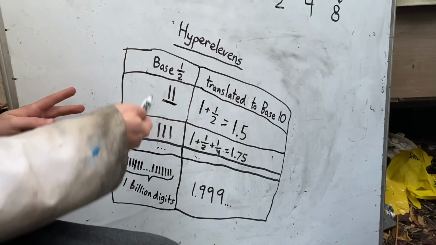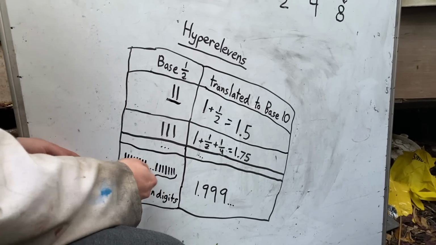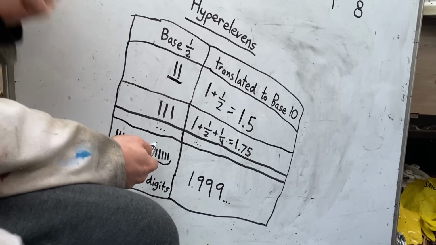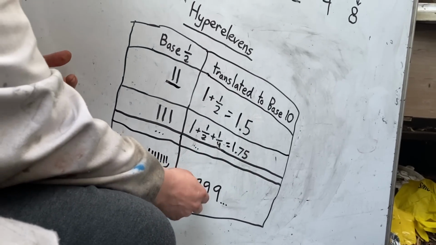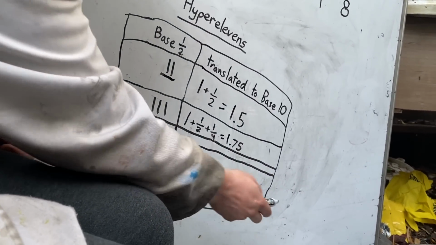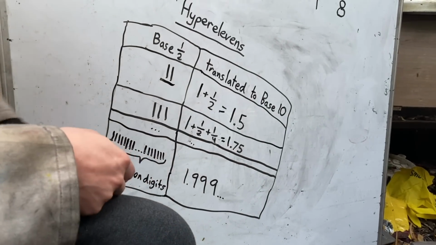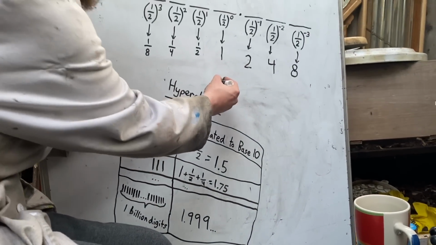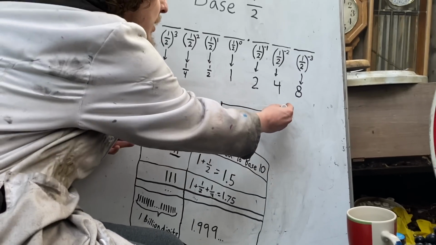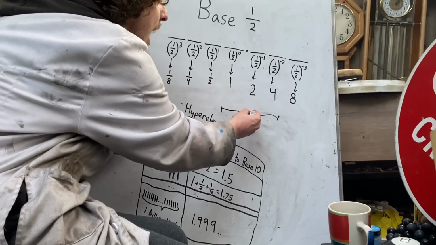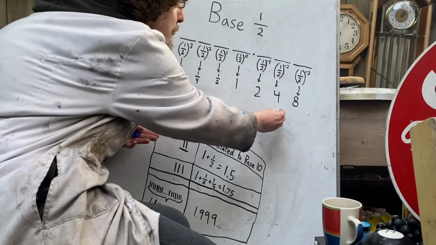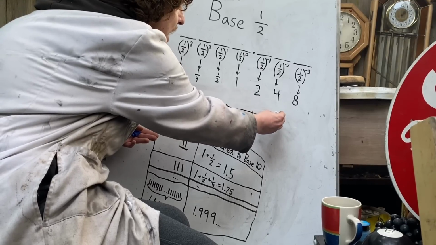And if we saw a number that base 1/2 wrote as a hyper 11 with a billion ones in it, that would be equal to the number that we know as very close to 2. And the more ones we stacked, the closer we'd get to 2. But we'd never pass it because it's sort of like with each one we stack, we're jumping halfway between 0 and 2. And if you jump halfway at each point, you'll never pass the end.